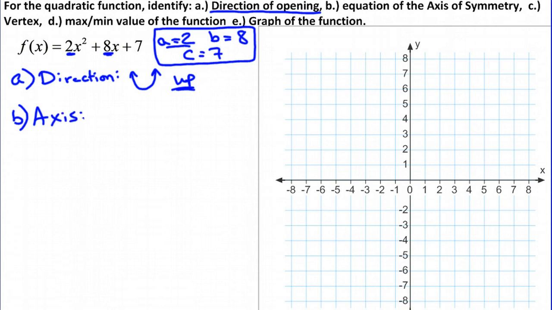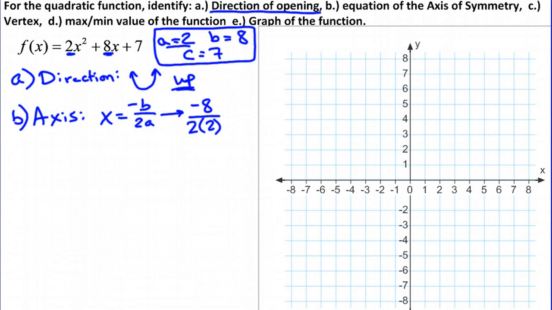To find our axis of symmetry, we need to put it in the form of an equation, and that is going to be x equals negative b over 2a. And this is some information that we actually use to find the vertex as well, but we start off by finding the axis of symmetry. Negative b, in this case, b is 8, so that would be negative 8 over 2 times a, and a is 2 also, so that's negative 8 over 2 times 2.